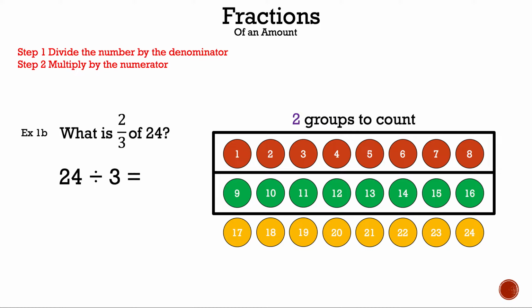24 divided by 3 is 8. That is how many you have in each group. Now we're going to multiply that by 2, which is 8 times 2, which is 16, which is how many groups we need. And so the answer to what is 2/3 of 24 is 16.